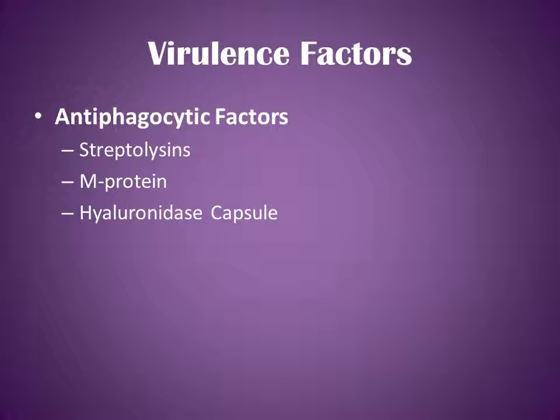Streptococcus pyogenes evades phagocytosis also with M protein, another membrane protein, and by enclosing itself in a hyaluronic acid capsule to help camouflage it, because hyaluronic acid is a normal chemical in the body, so the body will not recognize it.